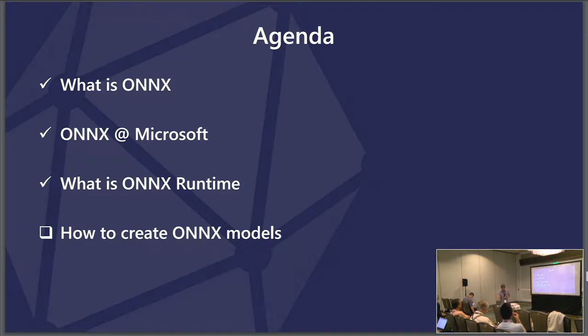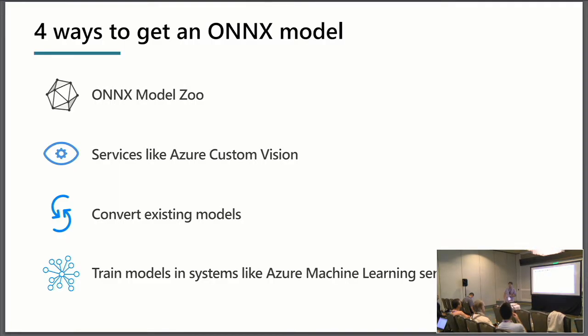Okay, so next, how do we get an ONNX model? Typically there are four ways. First, you can get a model from the ONNX Model Zoo. Second, you can use a service like Azure Custom Vision. Third, you can convert existing models. Fourth, you can train models in systems like Azure Machine Learning service or other machine learning services.